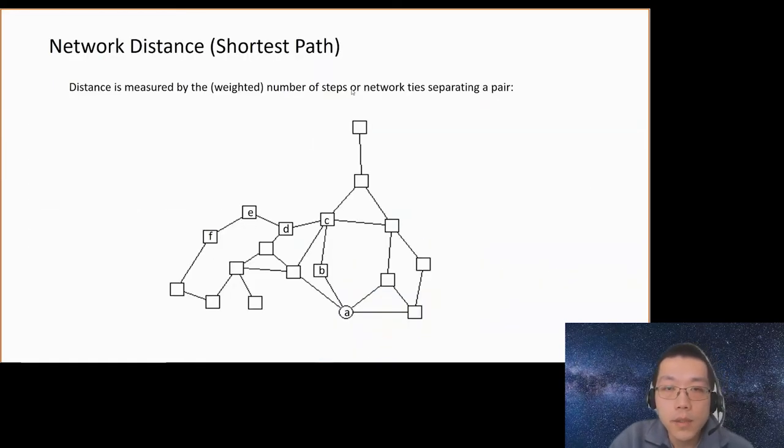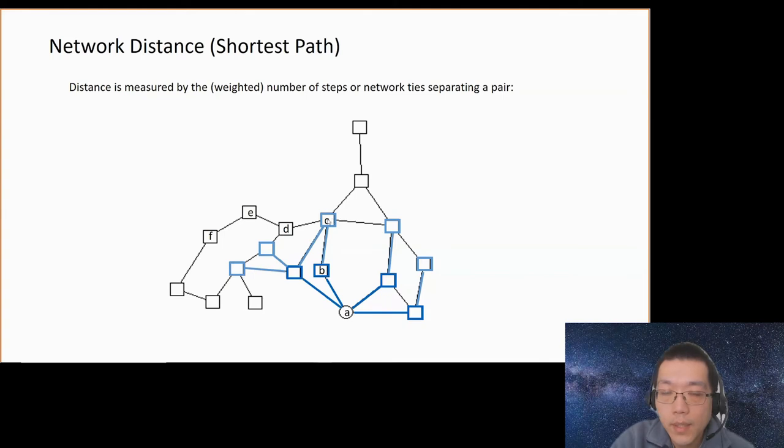So in order to introduce the next several concepts, we first need to understand what network distance is. Network distance is measured by the number of steps, or the number of network ties, separating each pair. So let's say we start from actor A here, down at the bottom. Then all the blue nodes, including B, have a network distance of 1 to A. And all the light blue nodes, including C, have a network distance of 2 to A. For example, C needs 2 steps, or 2 network links, in order to get to A.